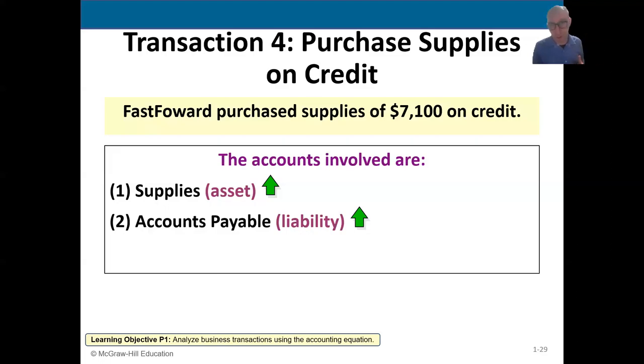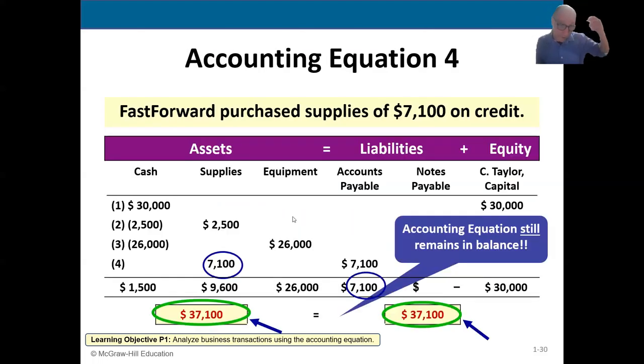So here's how it works. I debit my inventory to increase my inventory asset account. I credit accounts payable. Accounts payable is a liability account. Increase that to increase my liabilities. Remember, I haven't paid them yet, so it's an increase to liability. So in the accounting equation, my inventory went up by 7,100, and my accounts payable liability went up by 7,100.